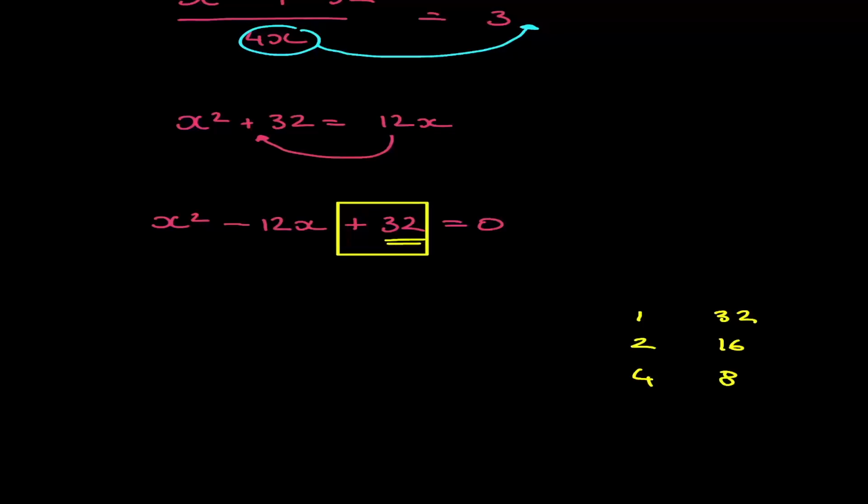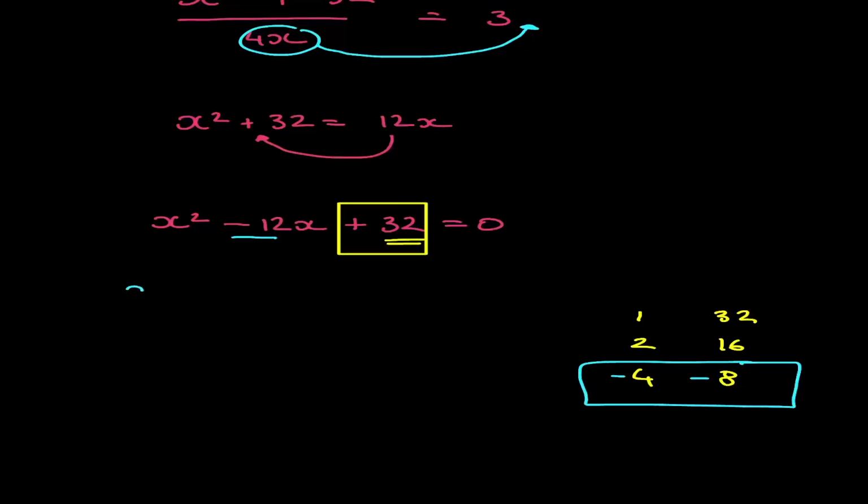The fact that that's positive means that they both need to be positive or they both need to be negative. And the fact that they need to add together to give me negative 12 tells me that they both will have to be negative. And the only two that are going to work are these two, and that's if they're both negative. And that works because if you add negative 4 to negative 8, you get negative 12. And if you multiply them, you get positive 32.